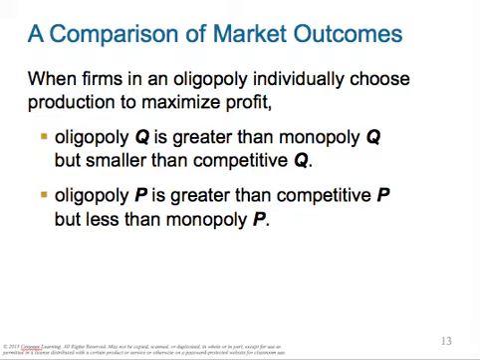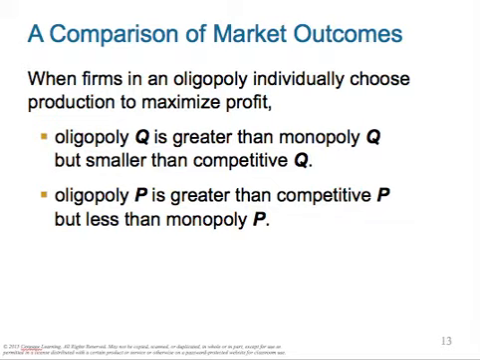Okay, so let's take a comparison of market outcomes. When firms in an oligopoly individually choose production to maximize profit, oligopoly quantity is greater than monopoly quantity, but smaller than competitive quantity. A monopolist can control the market. They don't have anybody to cheat on because they're the only ones doing it. They're going to operate at a quantity where marginal cost equals marginal revenue. And if you remember from the previous slide, they're going to move up to the demand curve and charge a price that's higher than the price where marginal cost equals marginal revenue.